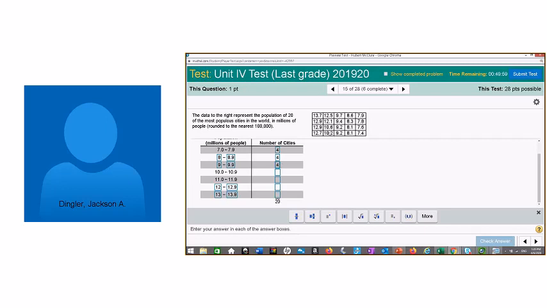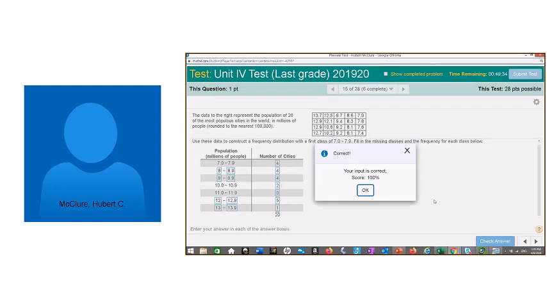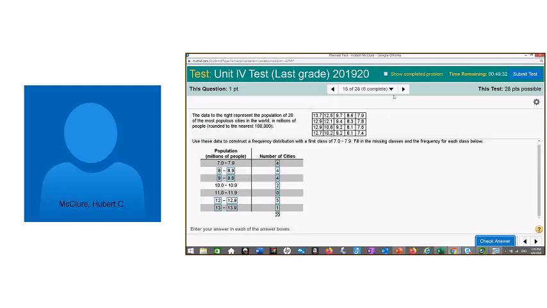10 to 10.9. 2. 11 to 11.9. 0. 12 to 12.9. 4. There's 5. Okay. Yeah, there's two 12.9s. 5. And then 13 to 13.9 is 1. Next.